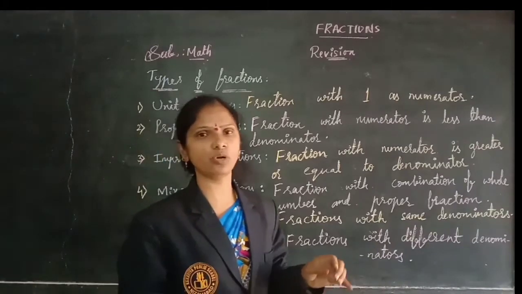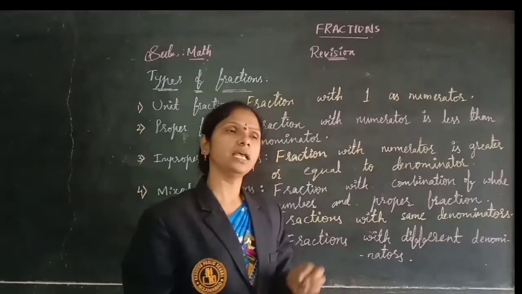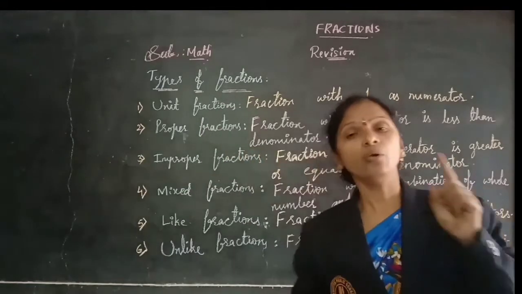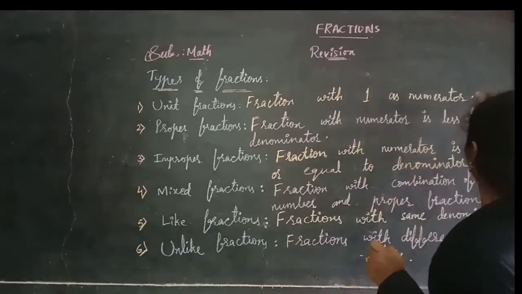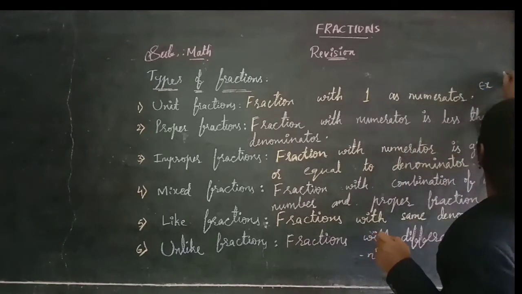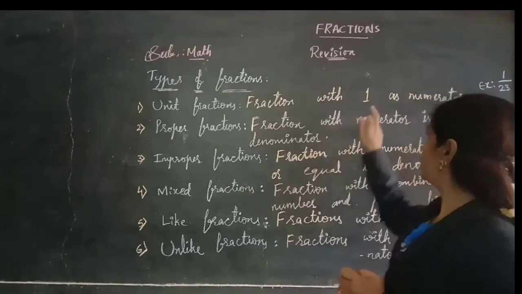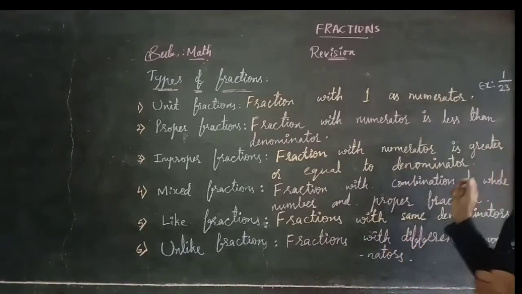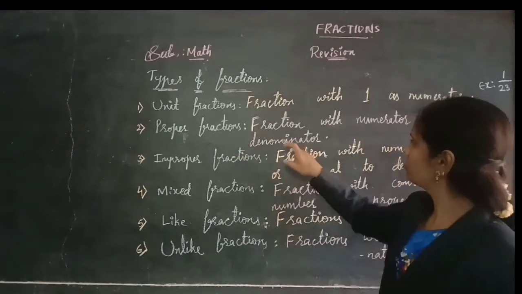Unit fractions means what here? A fraction with 1 as a numerator. Any fraction you can take with 1 as the numerator. In the place of the numerator we should get 1. See, the example I am taking here is 1 by 23. This 1 by 23 is a unit fraction, because in the numerator space we have 1.